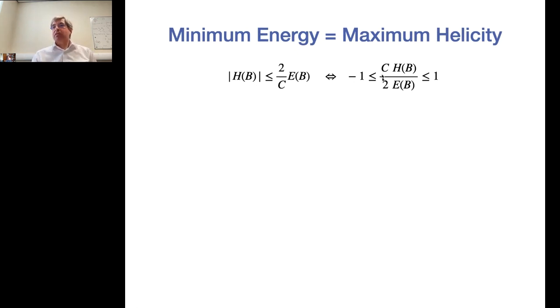And this dimensionless quantity can help you to interpret what kind of situation you have in a plasma. If the quantity is close to 0, then you are far away from these minimum energy states or maximum helicity states. And if it's close to 1 or -1, you're close to these maximum helicity or minimum energy states.